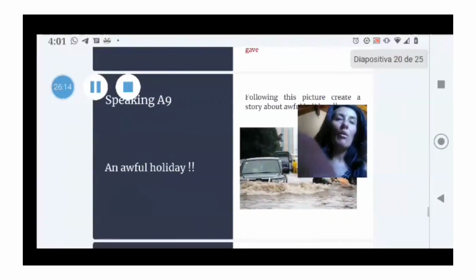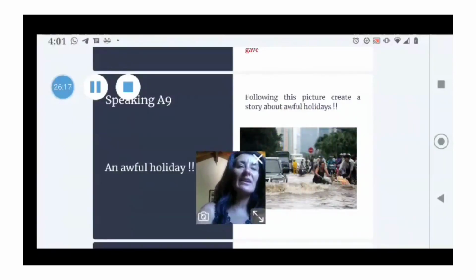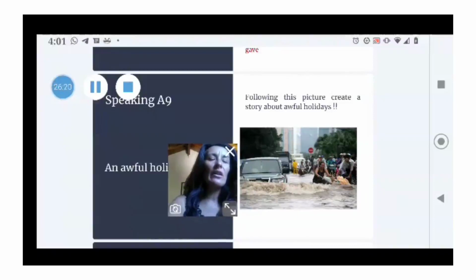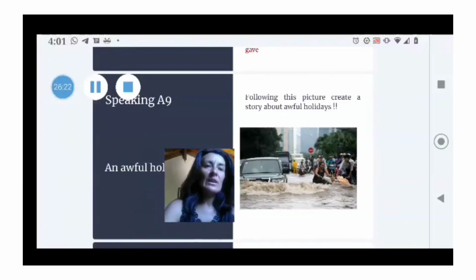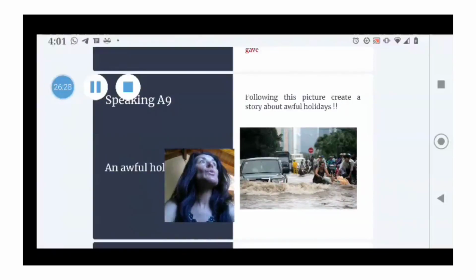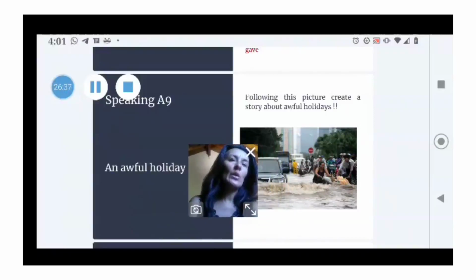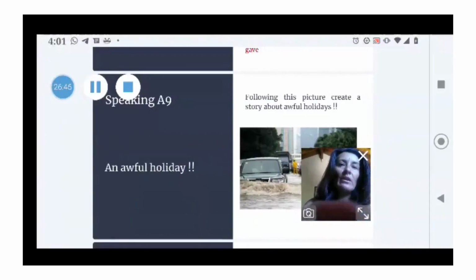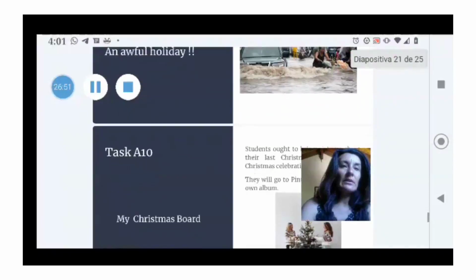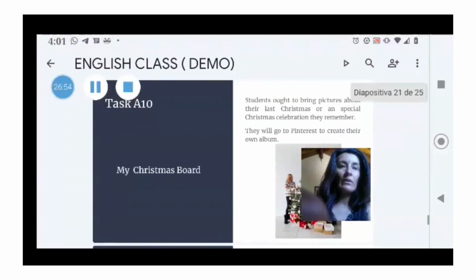Okay. Now we continue speaking here. An awful holiday. If you see the picture, there was a kind of flooding. So, looking at the pictures, students should create a story. That will be almost the end of the class, so they will talk a lot. They could also remember some anecdotes of their own about many floodings here in Buenos Aires or in Argentina in general. Or outside. Imagine that you went to another country and you were in the flooding.